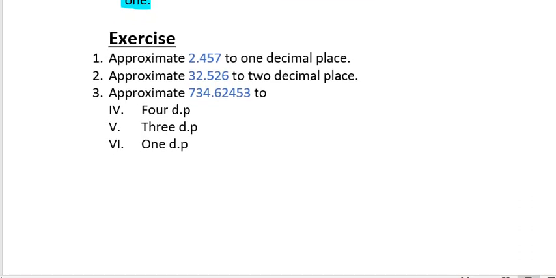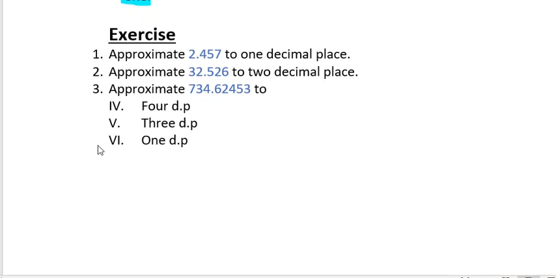Question number 1 says approximate 2.457 to one decimal place. The first thing you want to ask yourself is, how many decimal places do we have here? How do you know the decimal places of a number? They are the numbers after the decimal point. After this decimal point, you have 1, then 2, then 3. So we have 3 decimal places here.